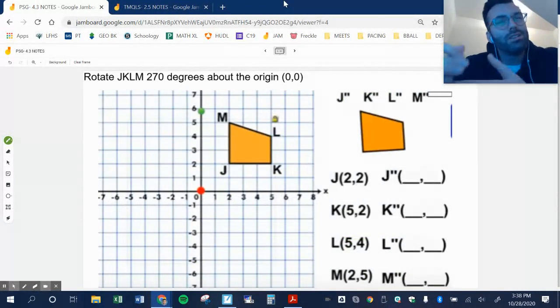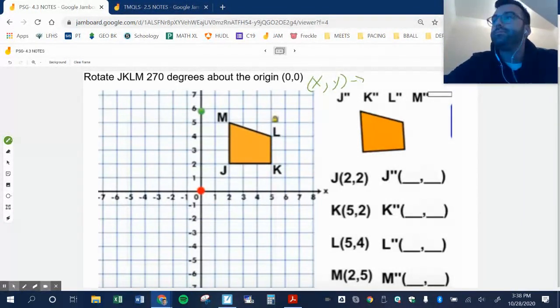270 about the origin. We just did the 270, but let's do it again because we had so much fun. So 270, my rule is X, Y becomes Y, -X.